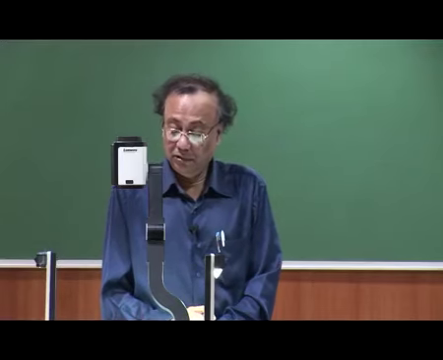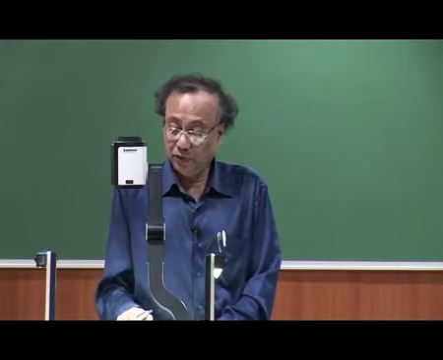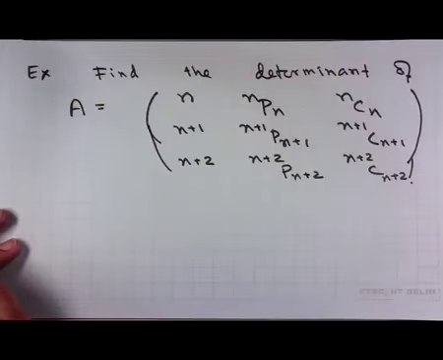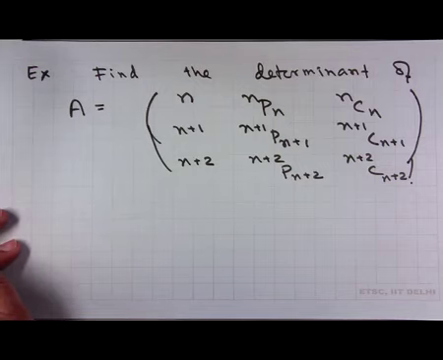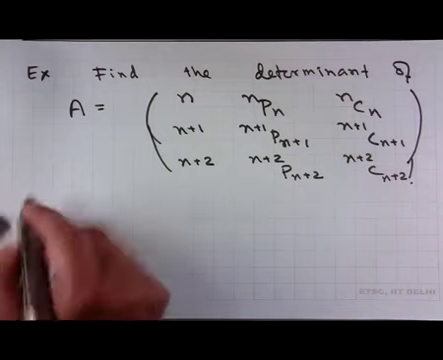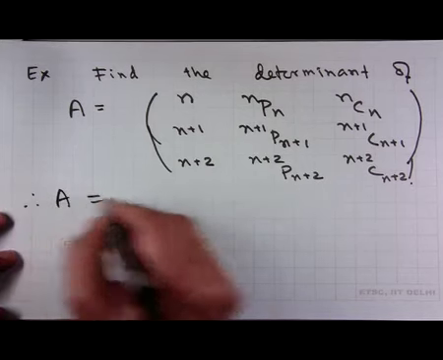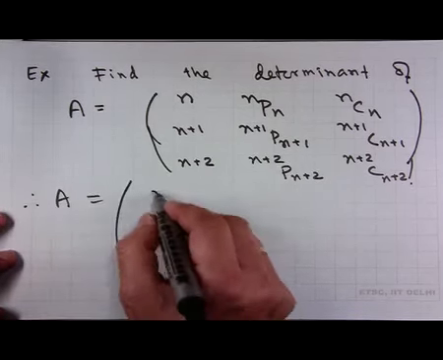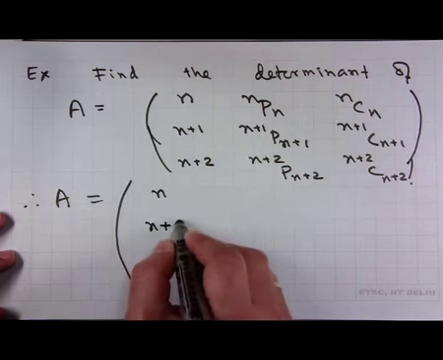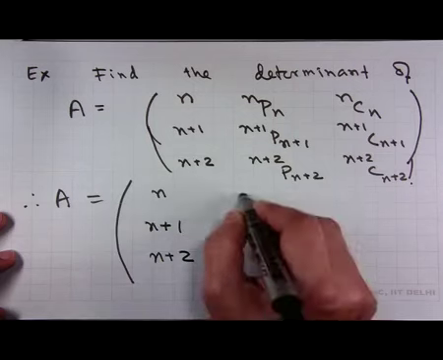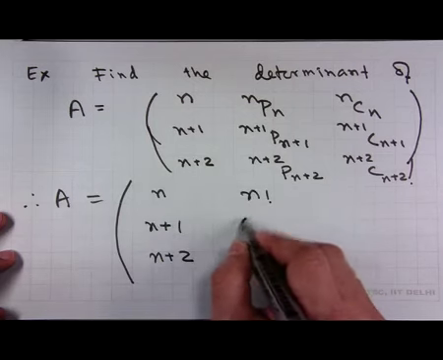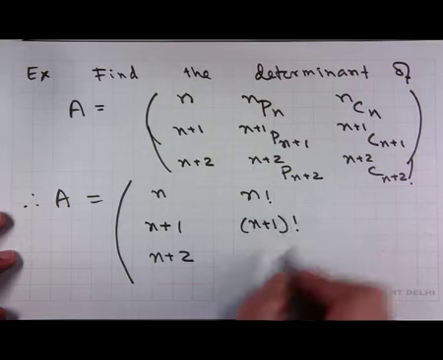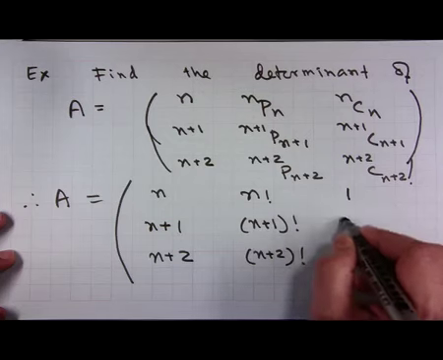but we know how to make it simple, because we know that nPn is equal to factorial n for all n and nCn is equal to 1 for all n. Therefore, the A matrix will look simpler if I write it as n, n plus 1, n plus 2 in the first column; n factorial, n plus 1 factorial, n plus 2 factorial in the second; and 1, 1, 1.